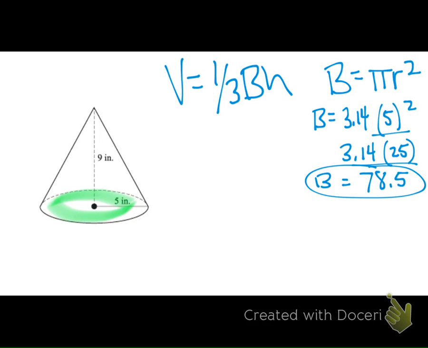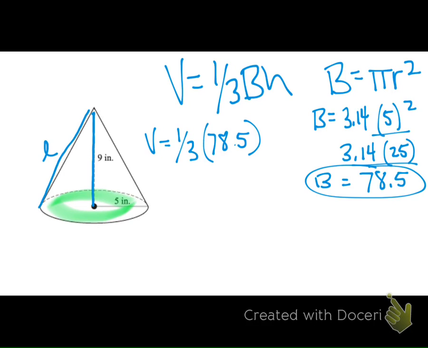So now we can take that and bring it into my normal volume formula. So I'm going to plug in some numbers. I'm going to have 1/3. The area of the base was 78.5. The height of the pyramid, remember, is this distance going straight up from the middle of the cone. Sometimes you're going to see a lateral height going up the side. I'm not worried about that lateral height. I'm only worried about this guy in the middle. So my height is 9.